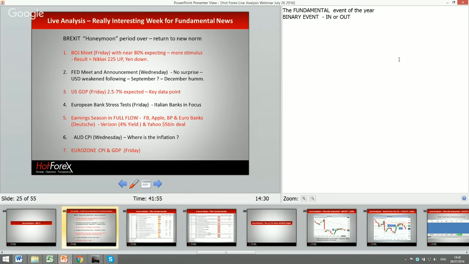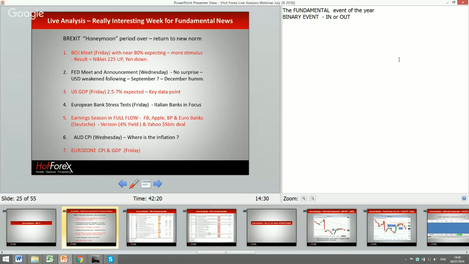This is all my personal view. This isn't HotForex's view or even FX Street's view. This is my personal view about the markets from the knowledge I've gained over many years of looking at this. But in my view, the Brexit honeymoon period is really over now for the Brexiteers. The real data that's coming out of the UK is now beginning to bite, and I think the UK is heading for a recession, certainly a very quick slowdown.